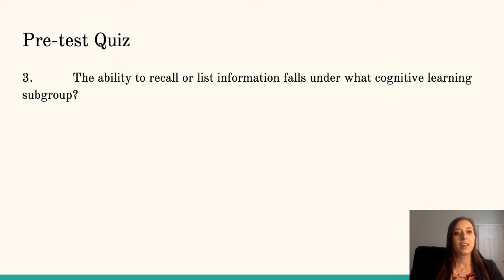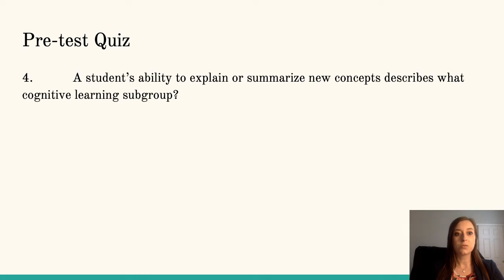Question 3. The ability to recall or list information falls under what cognitive learning subgroup? Okay. So if you can recall or list information, that falls under knowledge or remembering. Question 4. A student's ability to explain or summarize new concepts describes what cognitive learning subgroup? So that is comprehension or understanding.